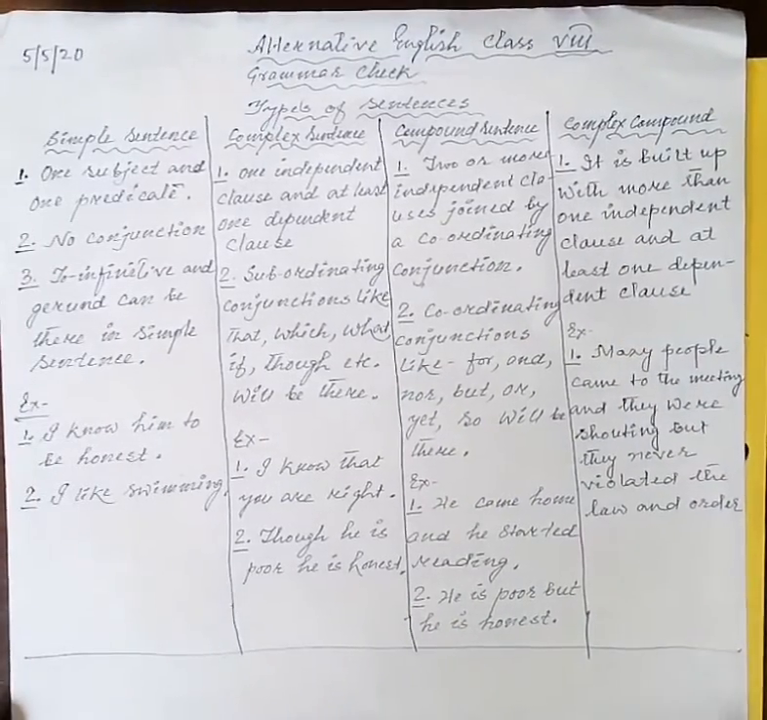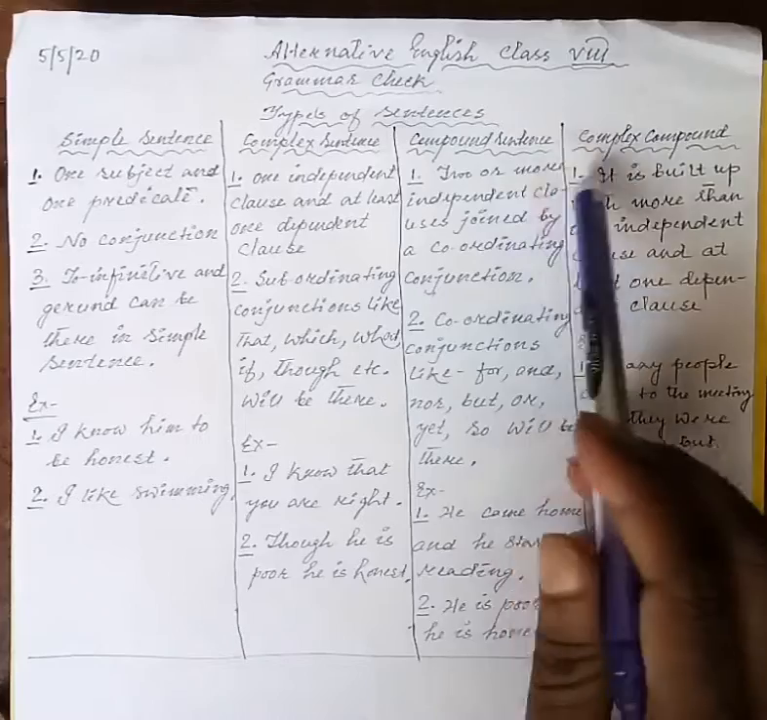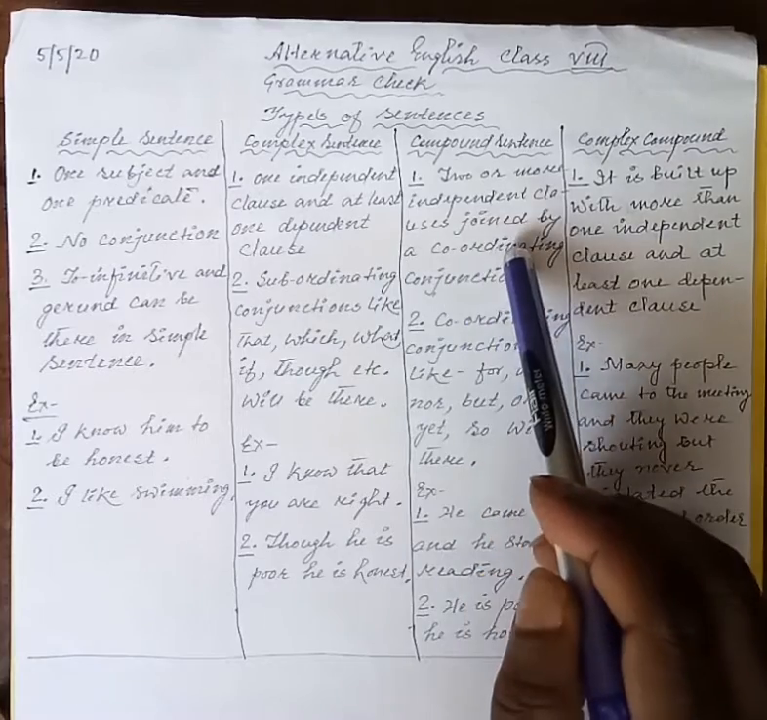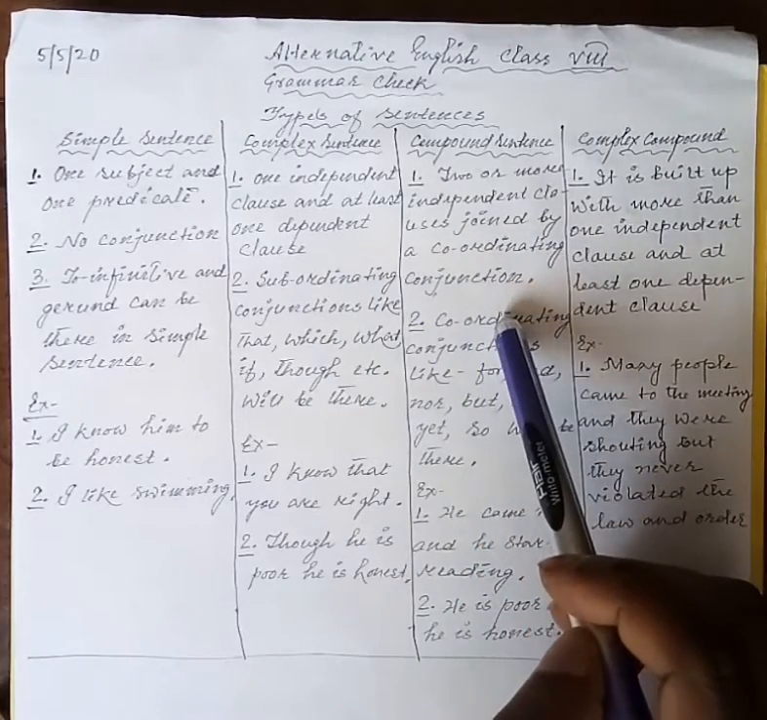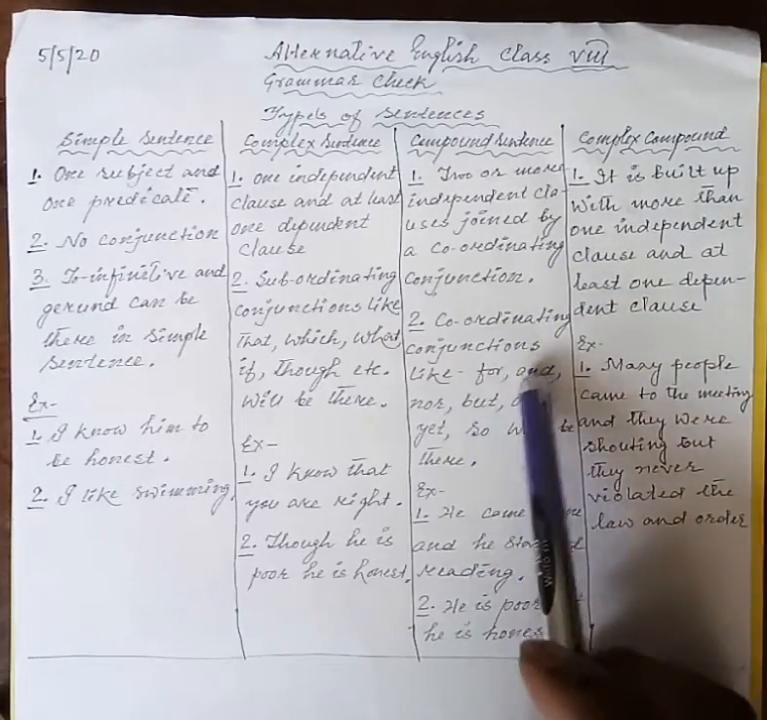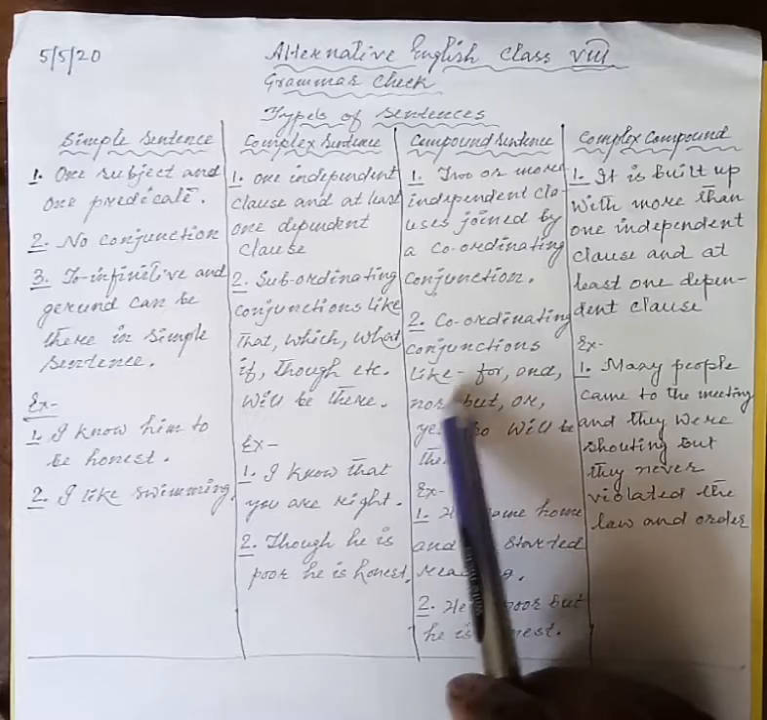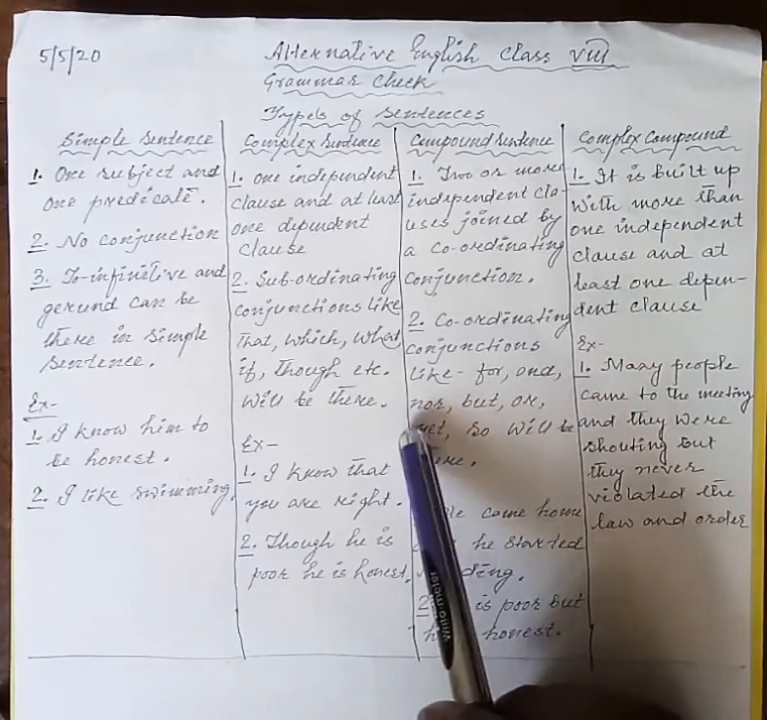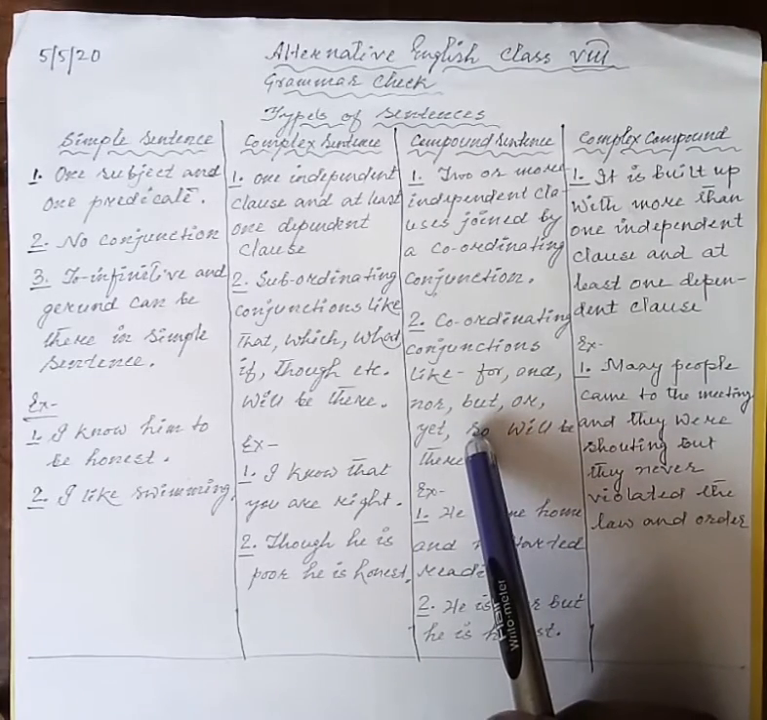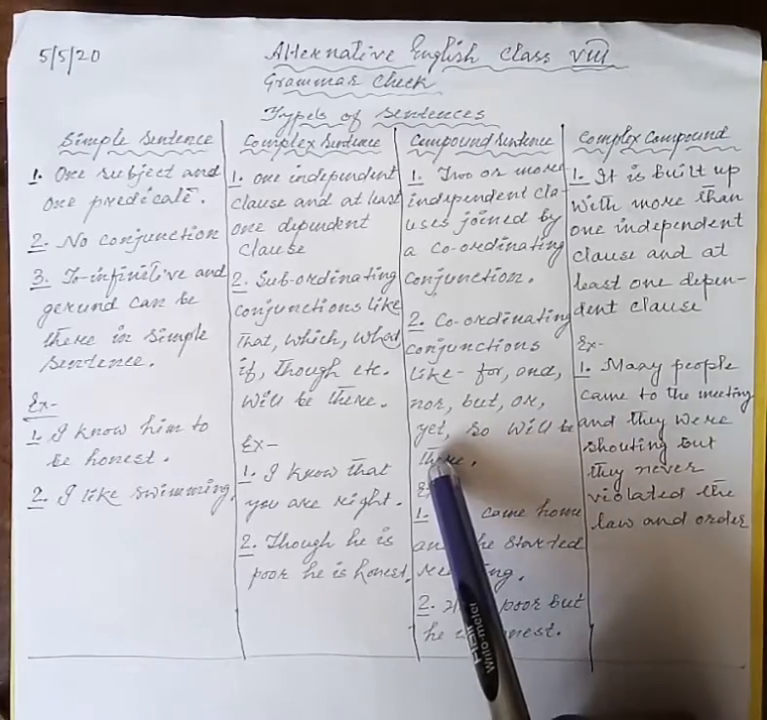Now I am moving on to compound sentence, and the points here: two or more independent clauses joined by a coordinating conjunction. Here two or more independent clauses will be there. Here it is not one dependent and one independent, like that. Here one coordinating conjunction will be there, and coordinating conjunctions are seven. I have given them: for, and, nor, but, or, yet, so. These are the coordinating conjunctions.